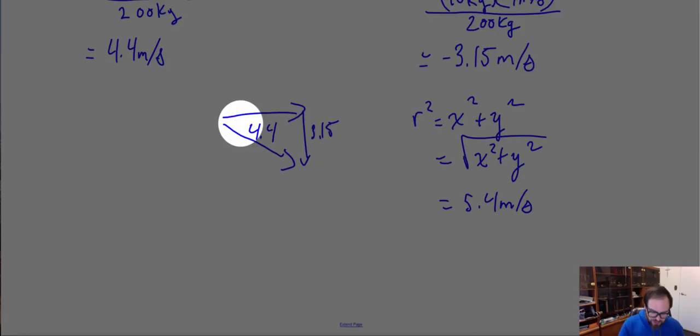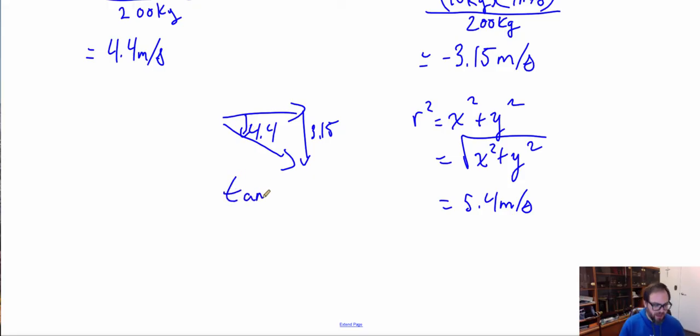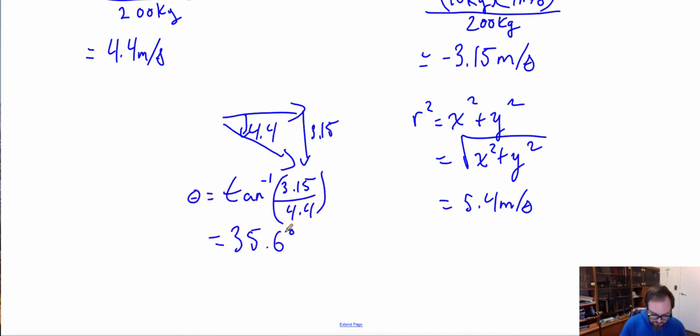So now we're going to have to use tan to figure out this angle here. So we're going to be using tan. So I'm going to have tan inverse of 3.15 divided by 4.4. And that's going to give me a total of 35.6.